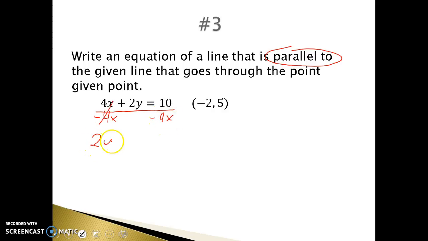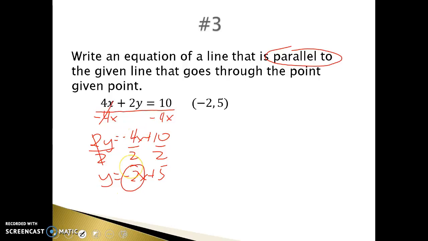So we'll get 2y equals negative 4x plus 10. And if I divide everything by 2, then we'll have y by itself. And it'll be negative 2x plus 5, because negative 4 divided by 2 is negative 2. So the slope of this line is negative 2. And because we want to write an equation of a line parallel to it, our slope is also going to be negative 2.